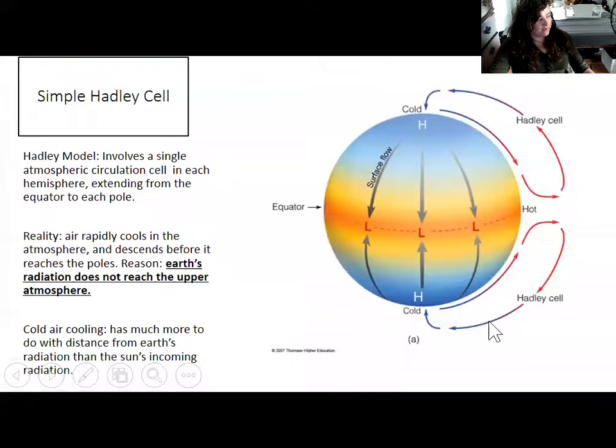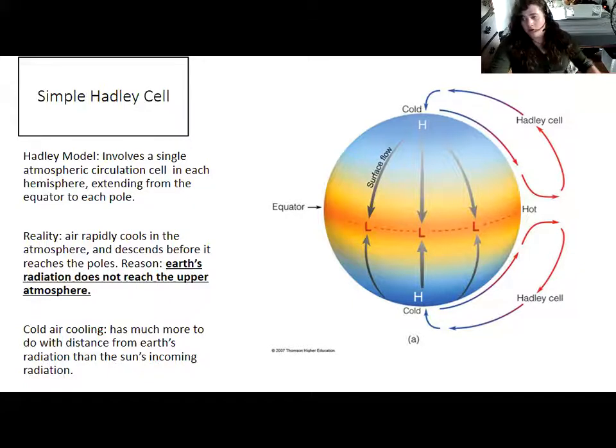And a simple initial model for atmospheric circulation involved a simplified version of this in which at the equator, warm air rises and then travels through the upper atmosphere towards the poles. And once it gets too cold to travel, it falls at the poles, and then you get surface movement of air from the poles towards the equator, where it then gets heated up enough to rise. And this is the Hadley model, the simple Hadley model.